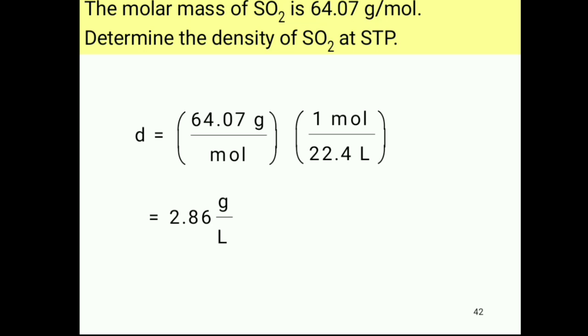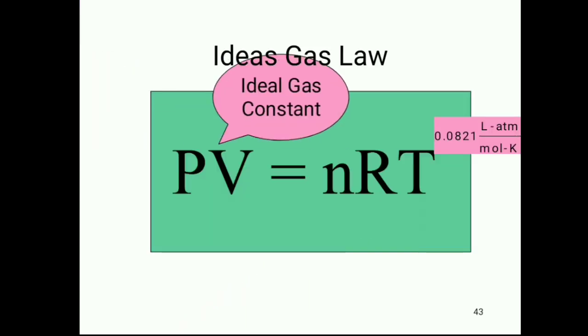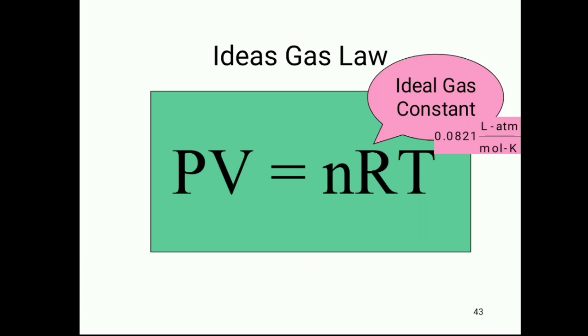Every conversion factor can be reciprocated depending on your need to do cancellation in the problem. So in this case, we use the ratio 1 mole over 22.4 liters. This is to cancel the units mole and mole between numerator and denominator. So we have now the unit gram per liter, which is the unit of our density. Dividing 64.07 by 22.4, we have 2.86 gram per liter, which is the density of our gas, sulfur dioxide.